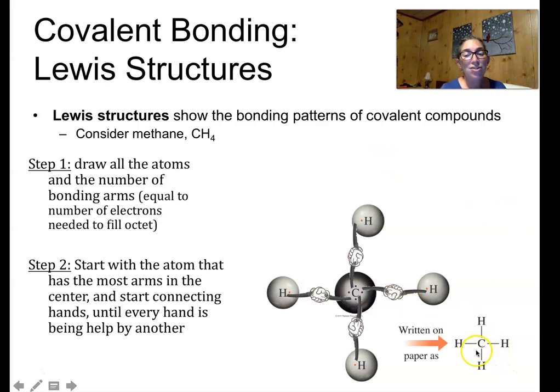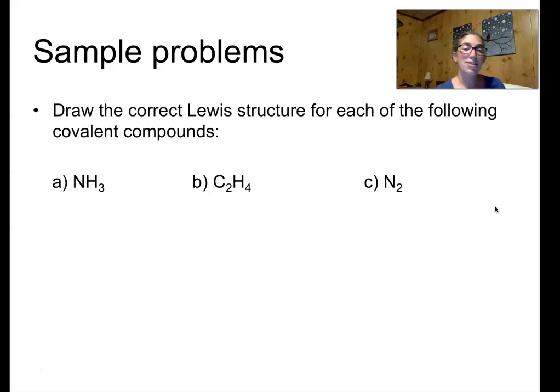We can write that as a Lewis structure: a C with 4 lines coming out of it, each line connecting to a hydrogen. Each of those lines represents 2 electrons that are shared between a hydrogen and the carbon. If we count, this hydrogen has 2 electrons around it, so its valence shell is full, and that's true for all of those hydrogens. And the carbon has 2, 4, 6, 8 valence electrons around it, so it has fulfilled its octet rule with 8 electrons through sharing with those hydrogens.